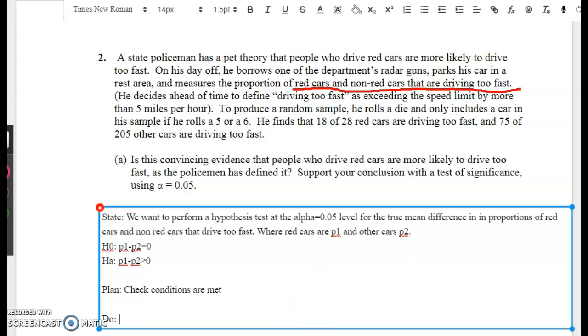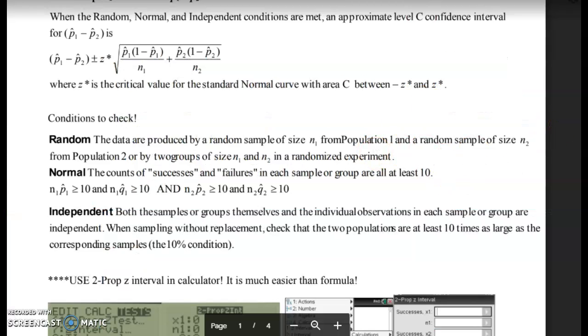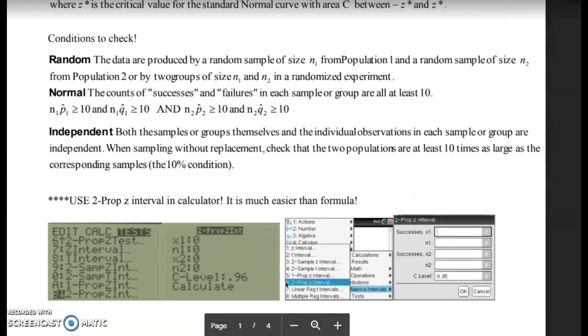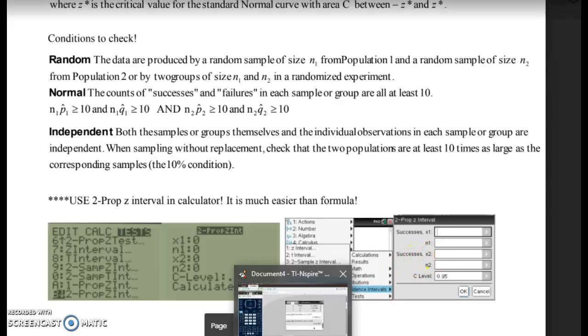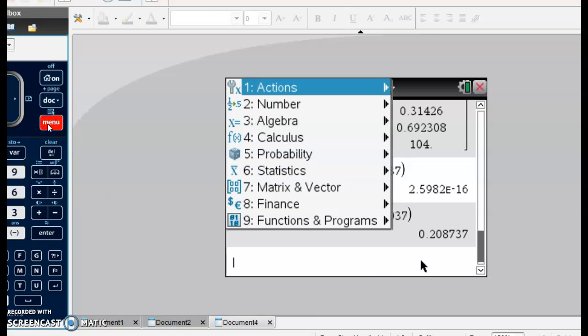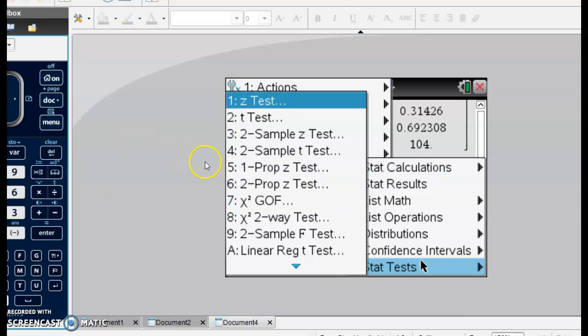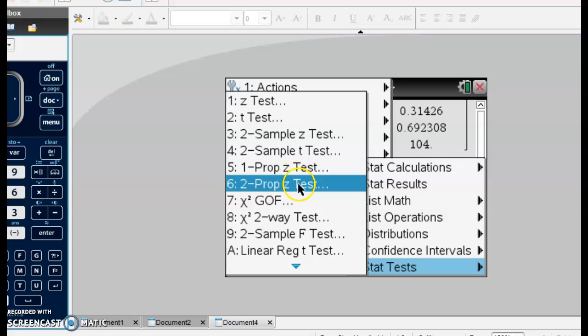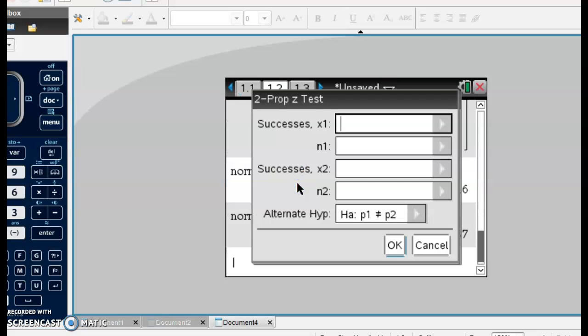And then the do, we could do like I did in the problem before with the sampling distribution, but it's a little bit easier here if you use the shortcut in the calculator, especially if you're given the proportions or given the actual number of successes. So I'm going to do it in the calculator. So menu 6, 7. This is a 2-prop z-test. X1 was 18 of 28. X2 was 75 of 205. And we want to know is P1 greater than P2.